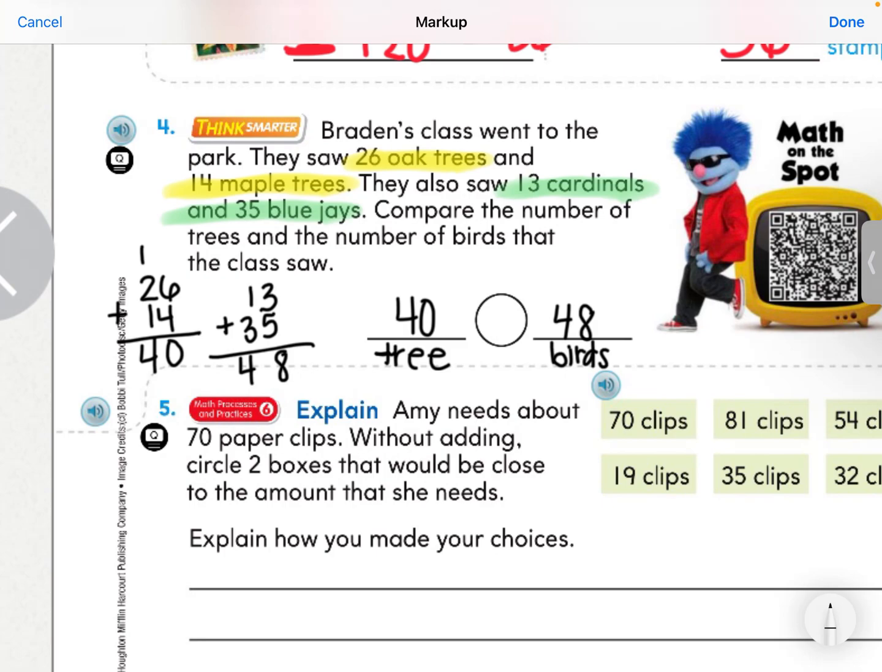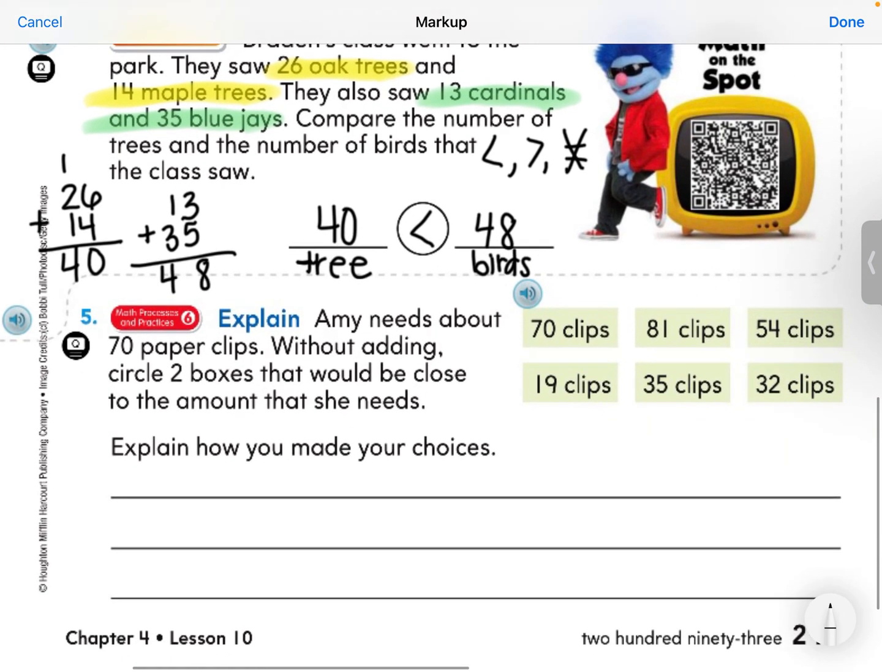Now I need to decide, is 40 less than, greater than, or equal to the number 48? I already know that it's not equal. They're not the same number. Okay? Is 40 less than or greater than? Less than. And so this is what my less than sign looks like.